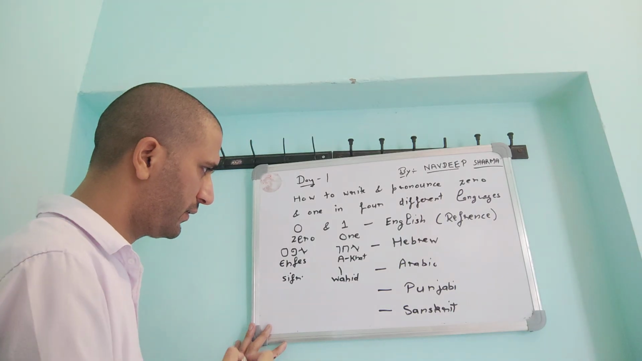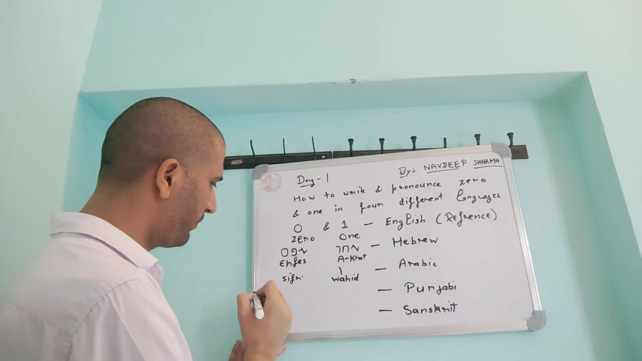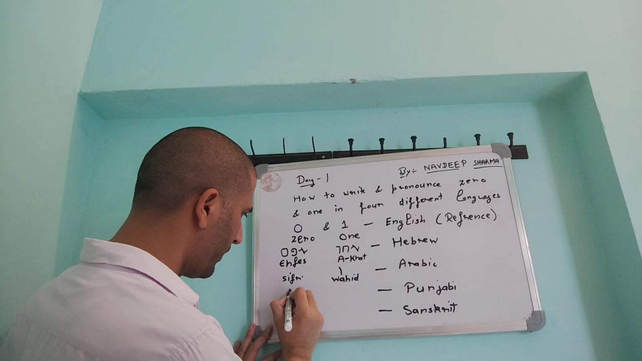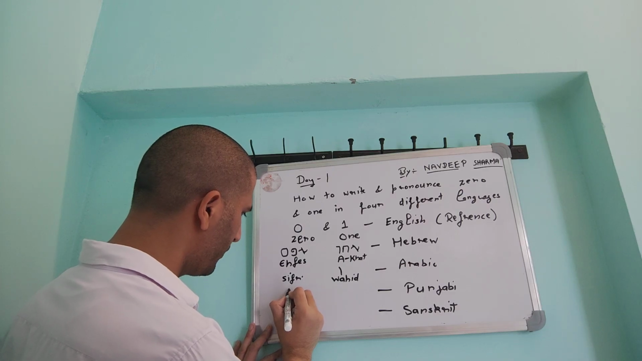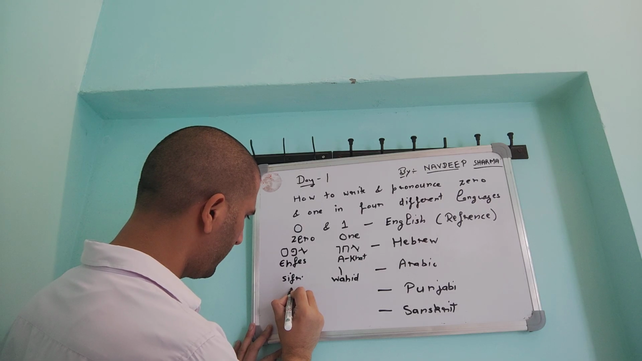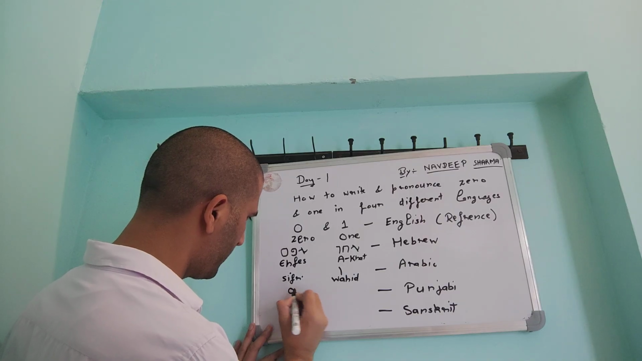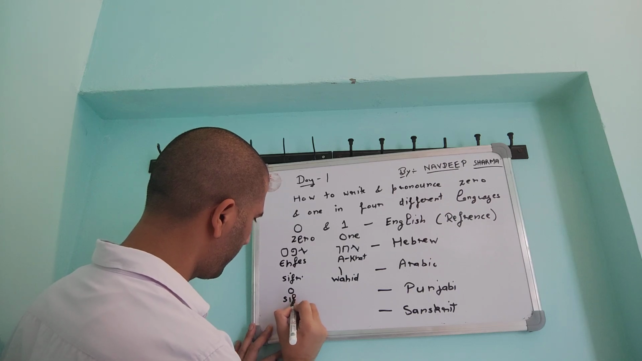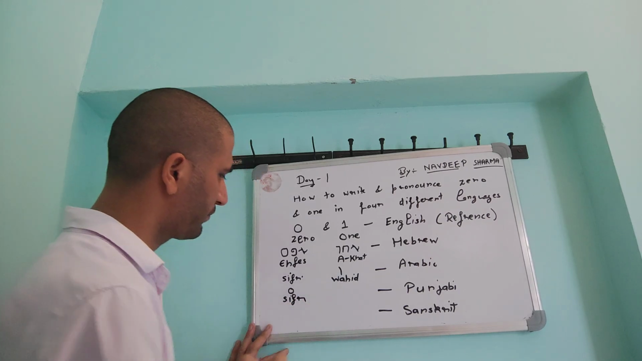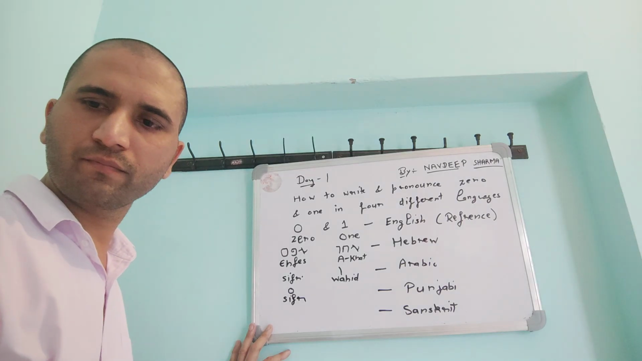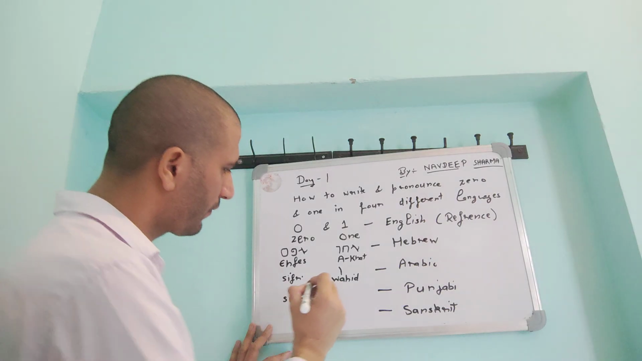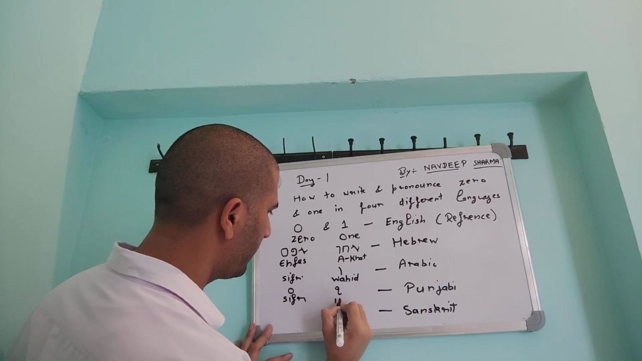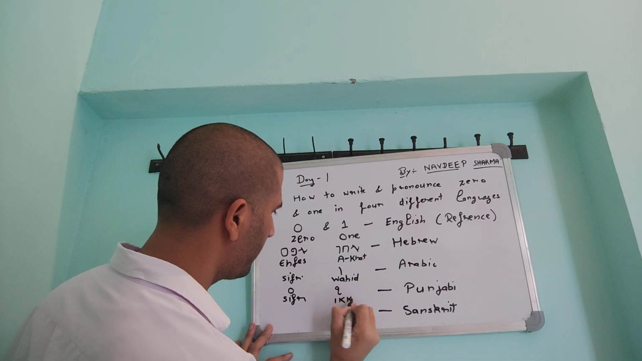Now come to another language, Punjabi. Similar to the English, in Punjabi, 0 is denoted similar to English and called as cipher. And 1 is denoted like this and called as ik.